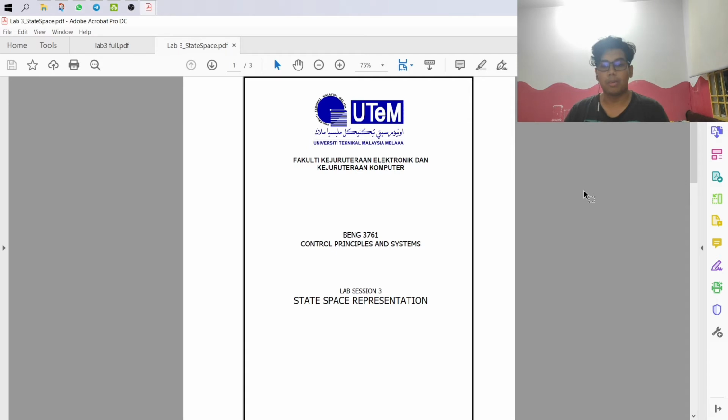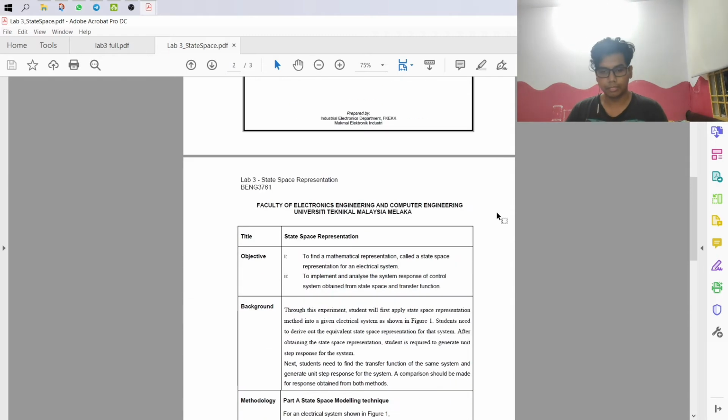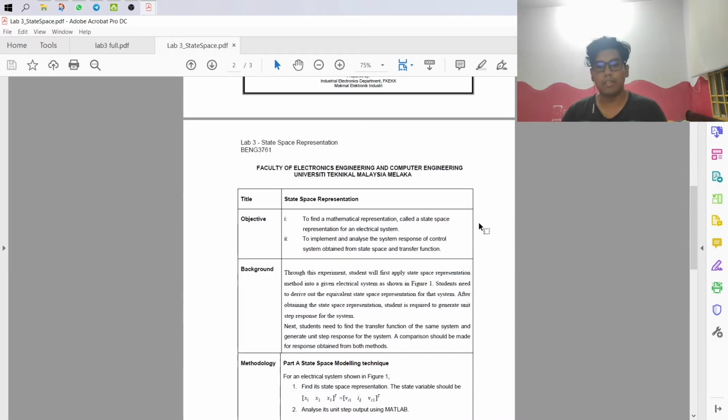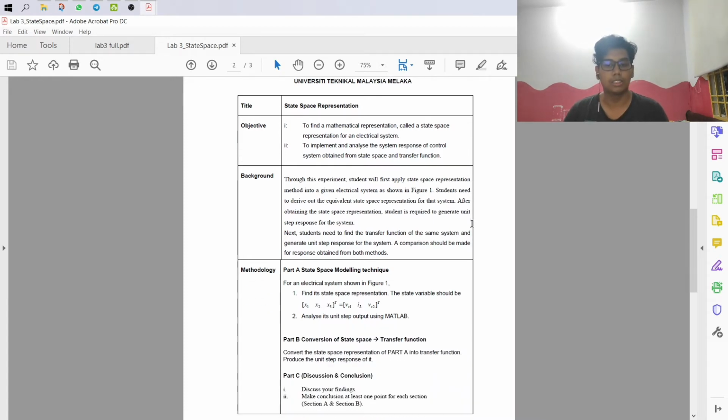I'm going to talk about our third lab session, which is the state space representation. Our first objective is to find a mathematical representation, called a state space representation, for an electrical system. The second objective is to implement and analyze the system response of a control system obtained from the state space function.